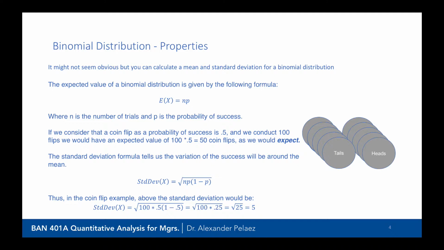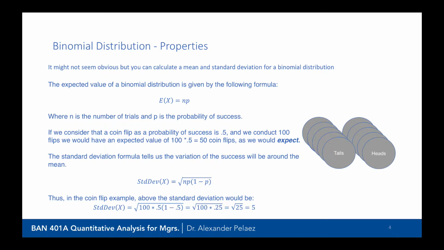The standard deviation formula tells us how much the successes will vary around the mean. Basically, we take the number of flips and multiply it by the probability of success, and then multiply by 1 minus the probability of success, and then take the square root of that. So in the coin flip above, the standard deviation is the square root of 100 times 0.25, which is equal to the square root of 25, which is equal to 5.